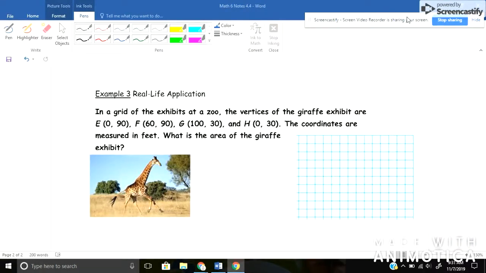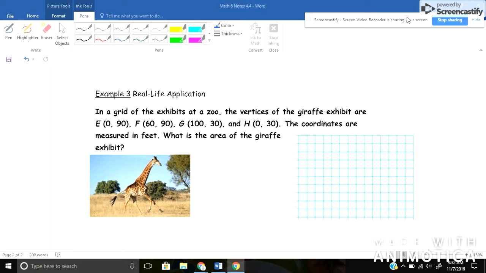Okay, picking up with the real life application. It says in a grid of the exhibits at a zoo, the vertices of the giraffe exhibit are 0, 90, 60, 90, 100, 30, and 0, 30. The coordinates are measured in feet. What is the area of the giraffe exhibit?